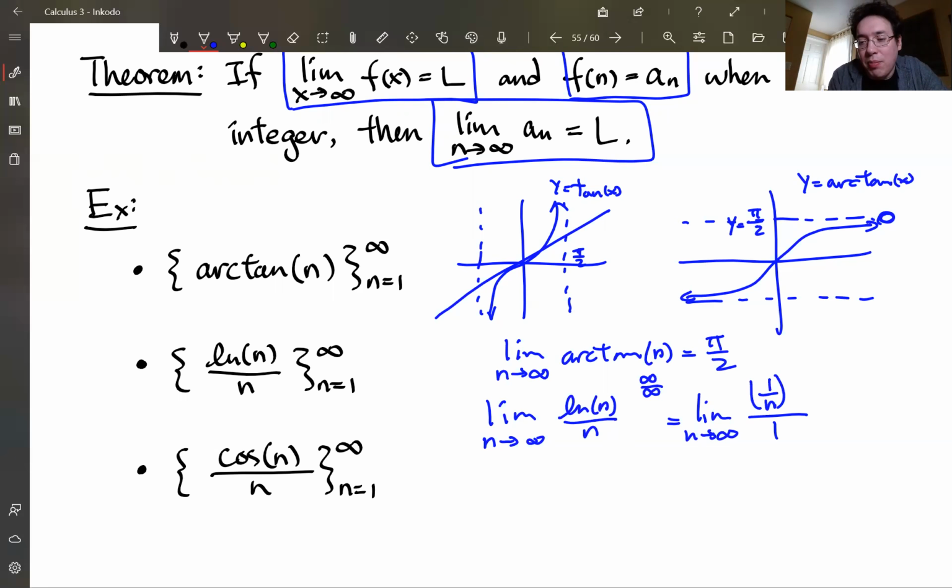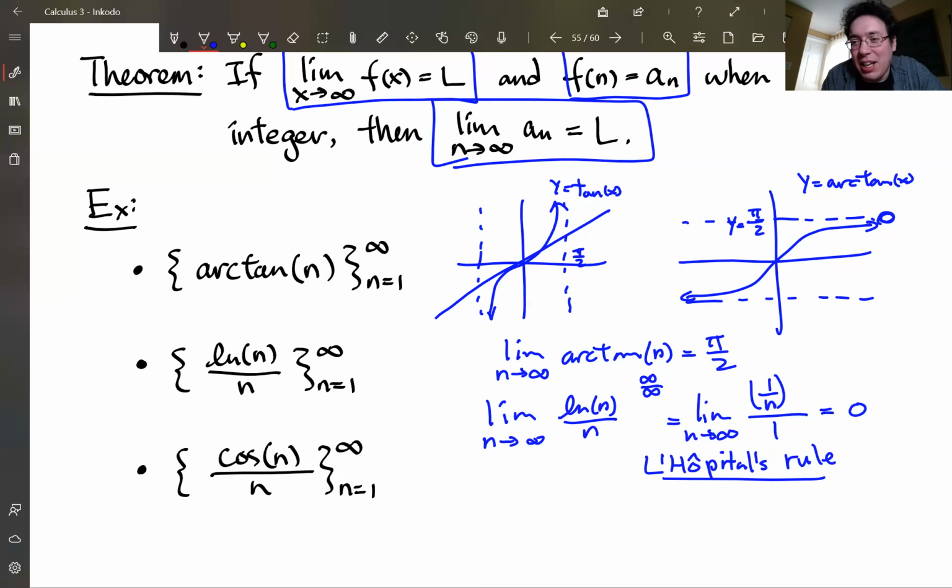And then this thing gets closer and closer to 0. So the original limit also has the same limit, 0. This is called L'Hopital's rule. I'll write it down in case you need to review it in your textbook.